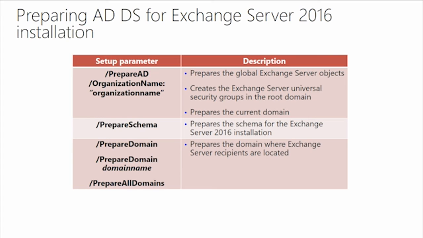So if you're in an environment where you want to do these things in a piecemeal fashion, then you will run prepare schema first to extend the schema, and you will run prepare AD to prepare your Active Directory, and then prepare domain to prepare the domains one by one. But if you don't want to do this and you have the necessary permissions and you run setup the first time, Exchange will see the schema is not extended, and it will try to extend the schema, and at that point you need to be a schema admin.